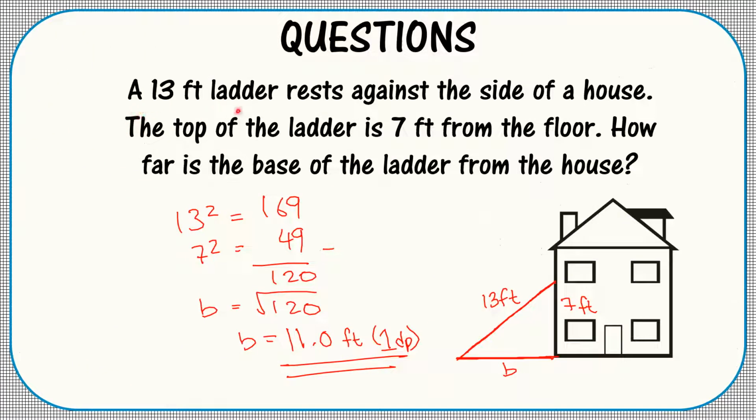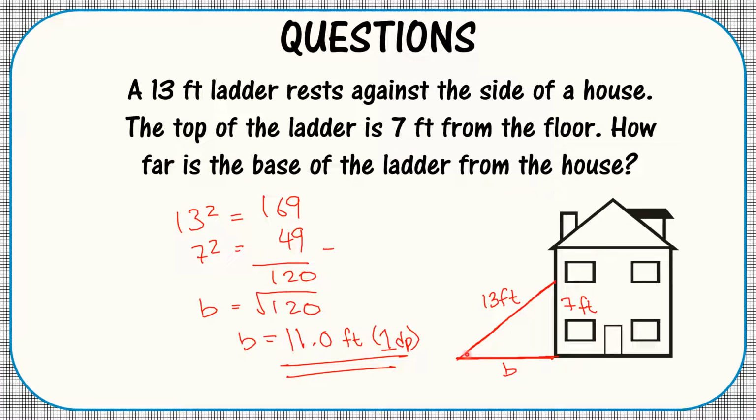A 13-foot ladder rests against the side of a house. The top of the ladder is 7 foot from the floor. How far is the base of the ladder from the house? So generally this is how it would look. We have the house. It says a 13-foot ladder, so this is the 13-foot ladder, rests against the side of a house. It says the top of the ladder, so this point here is 7 foot from the floor. So this 13-foot ladder is 7 foot from the floor. How far is the base of the ladder from the house?